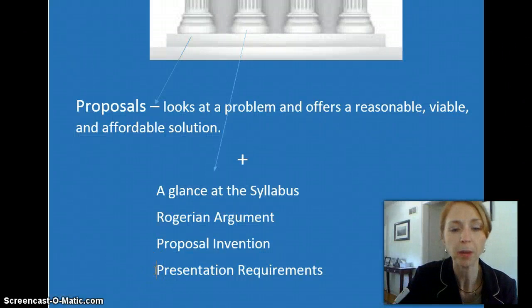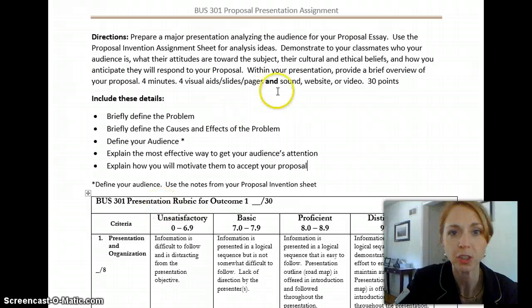So once you have your invention together, you're pretty much ready for your presentation. Let's take a look at it. Now your presentation should be mostly focused on that audience. The point here is to really think about who you're persuading and who you're proposing these steps to. So you're going to analyze your audience for the most part. You're going to demonstrate to your classmates who your audience is, what their attitudes are toward the subject, their cultural, ethical beliefs, and how you anticipate they will respond to your proposal.